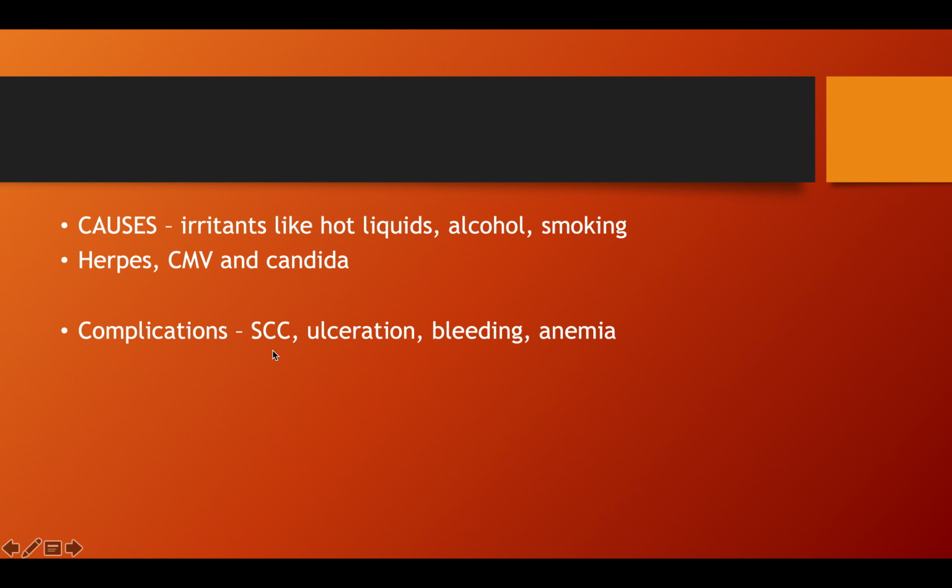Complications, we already said it can turn into cancer. The most common type is squamous cell carcinoma. But before cancer happens, we can see ulcerations, and the ulcers are going to bleed, and bleeding is going to lead to anemia. So this is kind of like a chain going on. The inflamed tissue is going to ulcerate, there's going to be bleeding, and because of that, there's going to be anemia. So it's a vicious cycle.